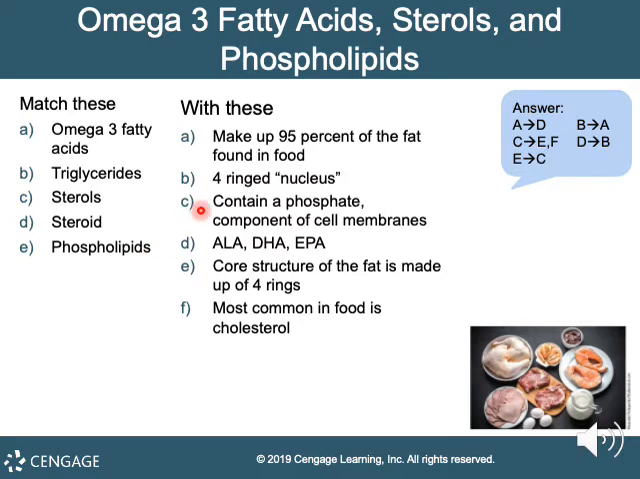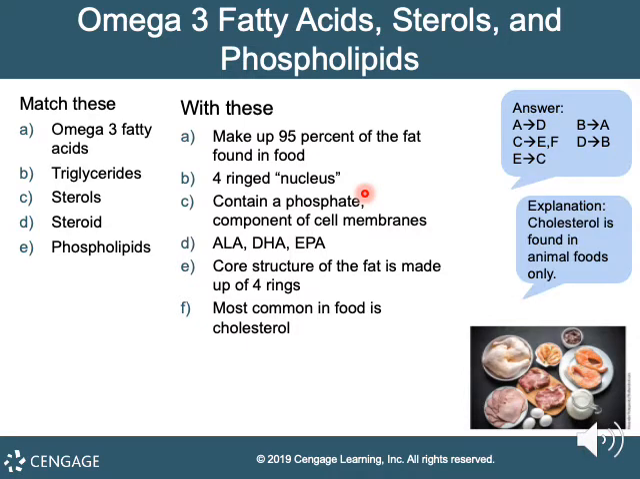Phospholipids: they have a glycerol backbone such as a triglyceride, so that 3-carbon glycerol backbone, and with 2 fatty acids attached, and then they contain a phosphate group. And they're a very important component of cell membranes, just as your omega-3 fatty acids are and cholesterol is. All of these are very important components of cell membranes.